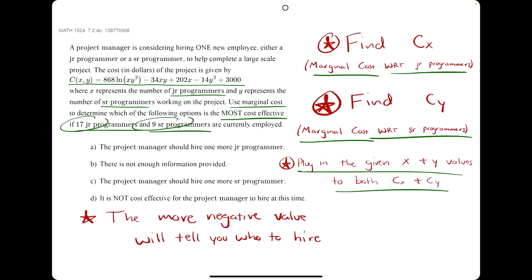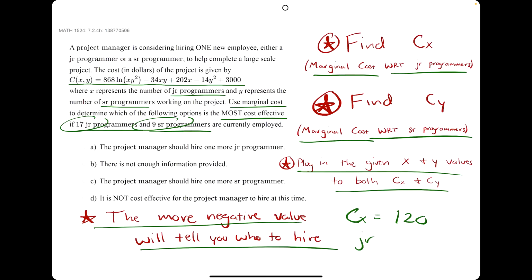And once you calculate Cx and Cy at those given x and y values, the more negative of the two values will tell you who to hire. What do I mean by this? Let's say, for example, Cx equals 120. What this means is that the marginal cost associated with hiring junior programmers is $120, meaning if you hire one more junior programmer, it's going to increase the company's cost by $120.